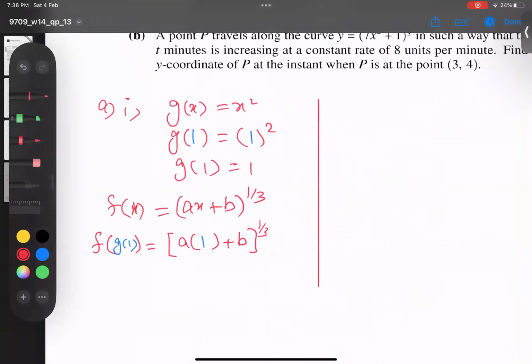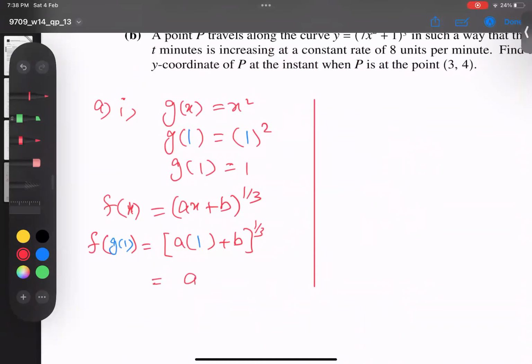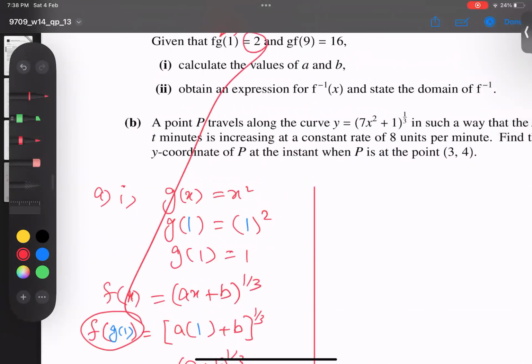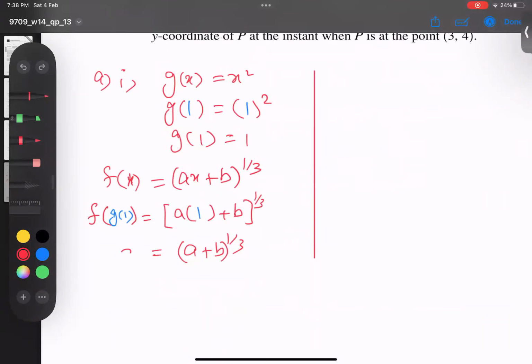So I believe all of you are understanding. This is becoming (a + b) to power 1 over 3. And if you look carefully, f g of 1 is 2. So here I'm copying 2. Whenever the cube root, the 1 by 3, goes to the other side, its power will flip. So it becomes 2 to the power 3, which means I get 8. So a + b equals 8, equation number 1 done.